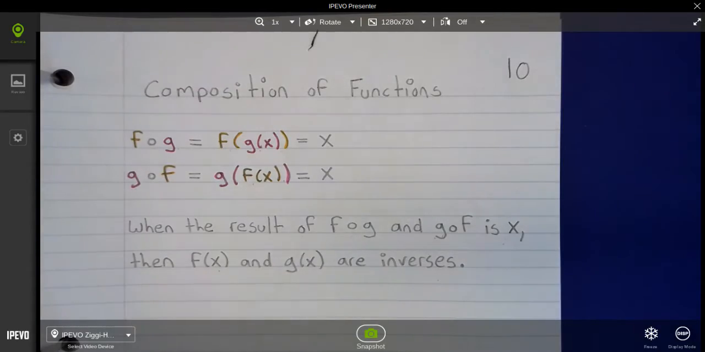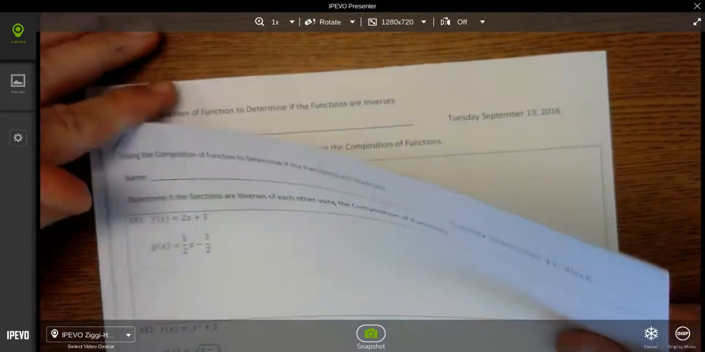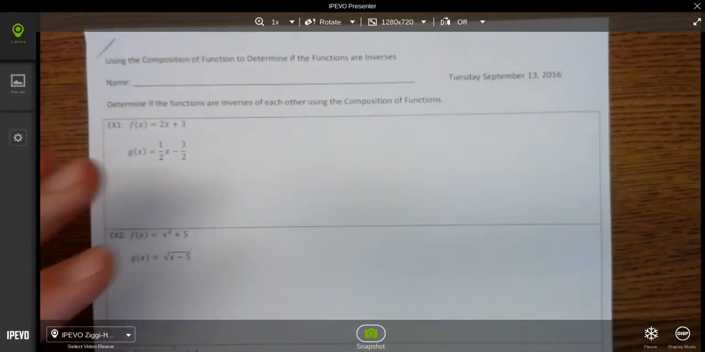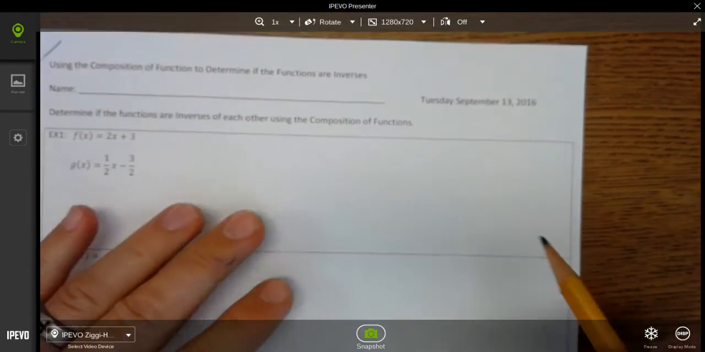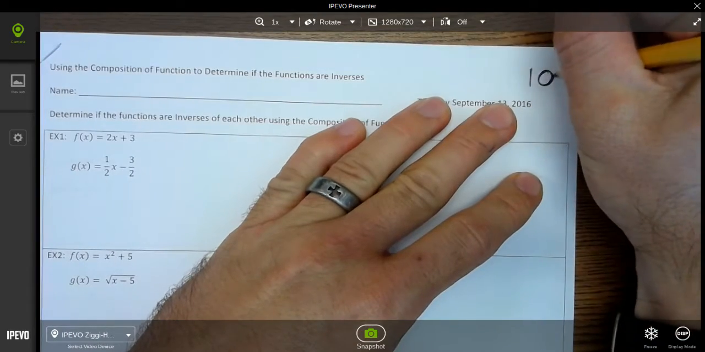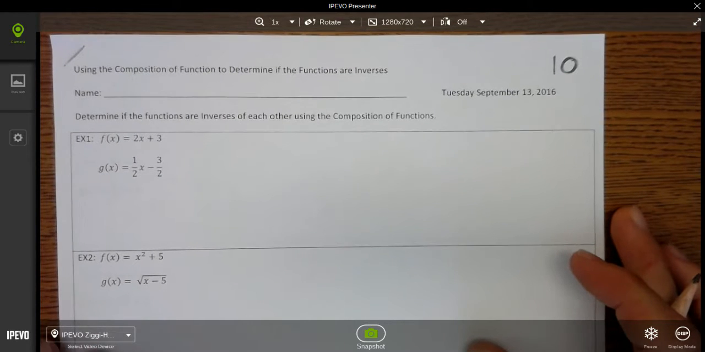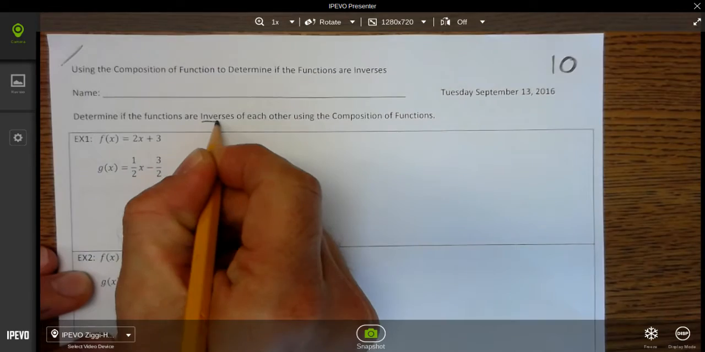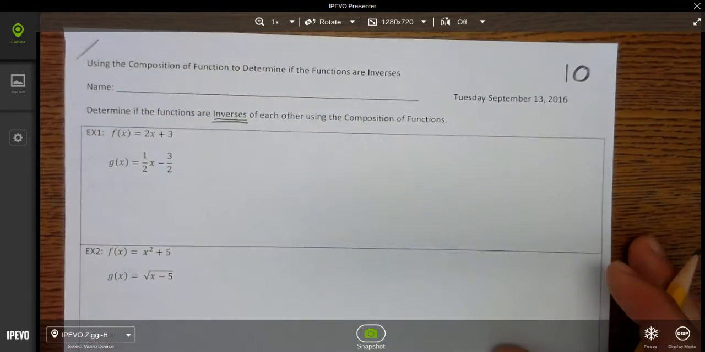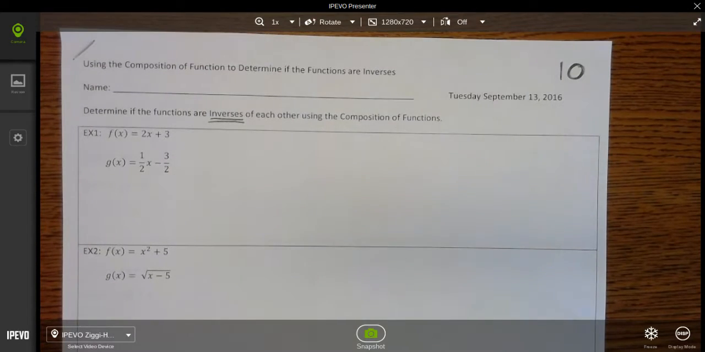Okay, now that you have your notes updated, let's move on to the examples. Now remember, examples go in the journal. So this is included in 10, so you have 2 page 10s. You can kind of call them sections if you want. Okay, so let's look at example number 1. It says determine if the functions are inverses of each other. Remember, if they're inverses of each other, then the result of fog and gof will both be x.